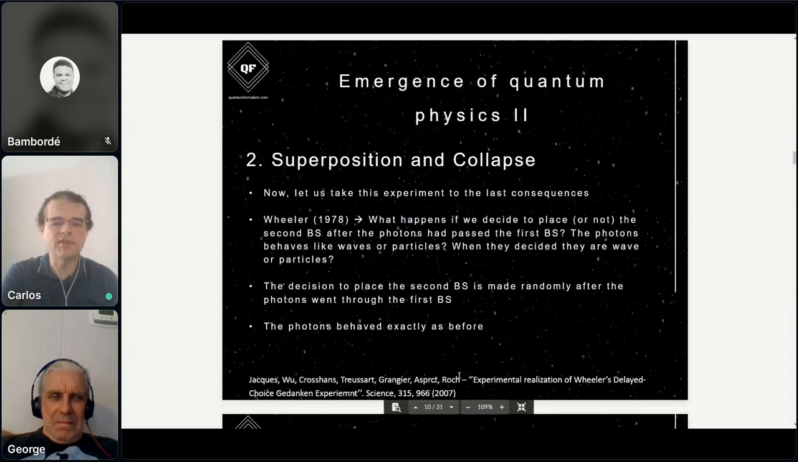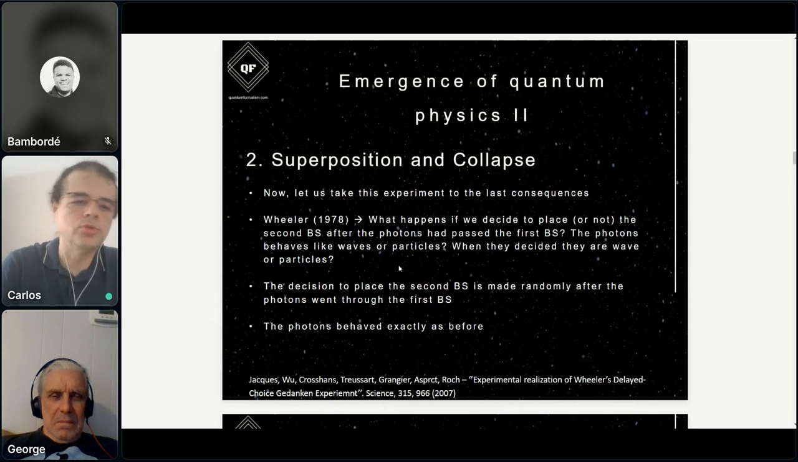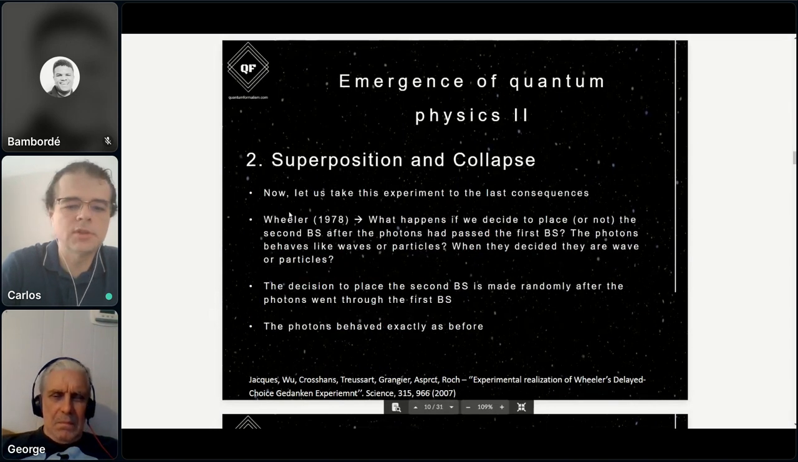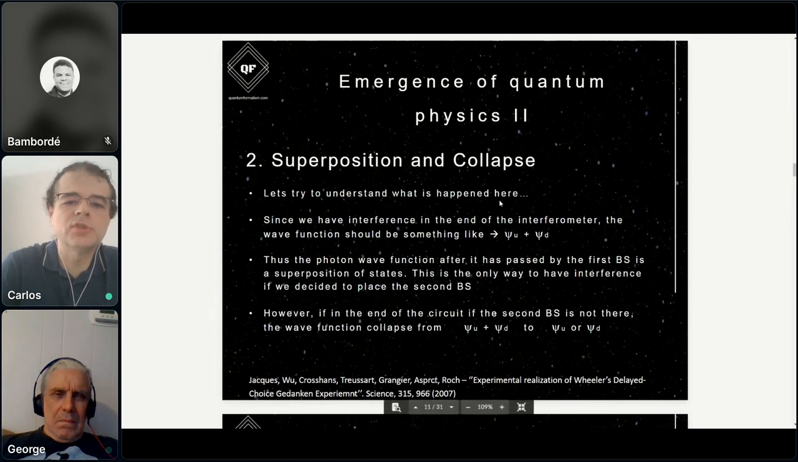I'm not going into details, but this result is in this experiment. Okay. The experimental realization of the delayed choice: this experiment was done, with no doubt that it worked like that, in 2007, almost 30 years later, when we had the technology to do the real realization. So, let's try to understand what has happened here.